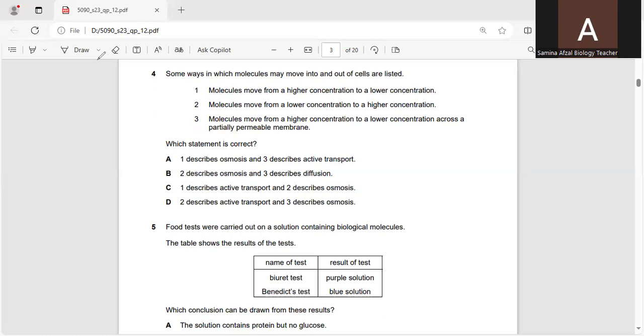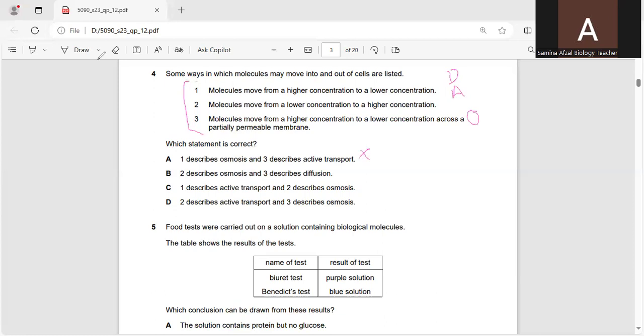And the third statement: molecules move from a higher concentration to a lower concentration across a partially permeable membrane. That is osmosis. So here we have to find out which statements are correct. Which statement is correct? One describes osmosis. No, I had told you it can be diffusion, it can be active transport, and it can be osmosis. So 1 describes osmosis and 3 describes active transport. So this option is not correct.